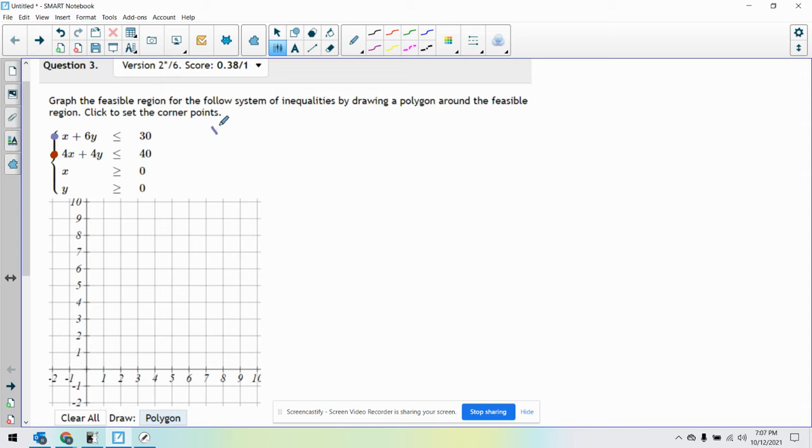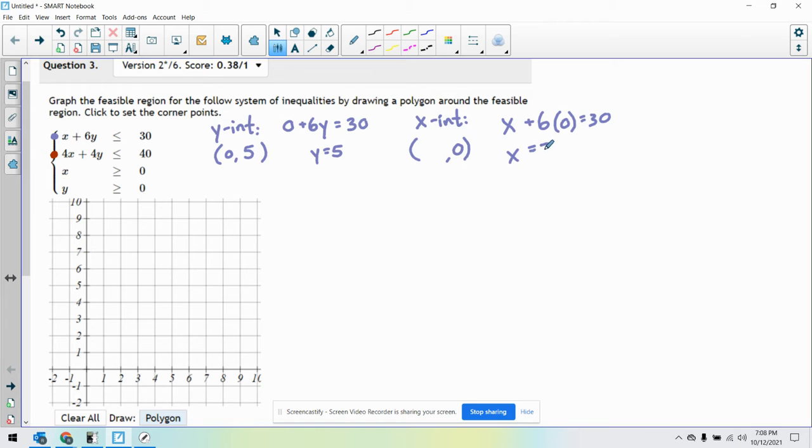So if I want to find the y-intercept, that's what I'm going to get when I let x be 0. So I get 0 plus 6y equals 30. Solving for y, I get y equals 5. So my y-intercept is (0, 5). And now I'll do the x-intercept. That's what I get when y is 0. So if I plug in 0 for y, I get x plus 6 times 0 equals 30, or x equals 30.